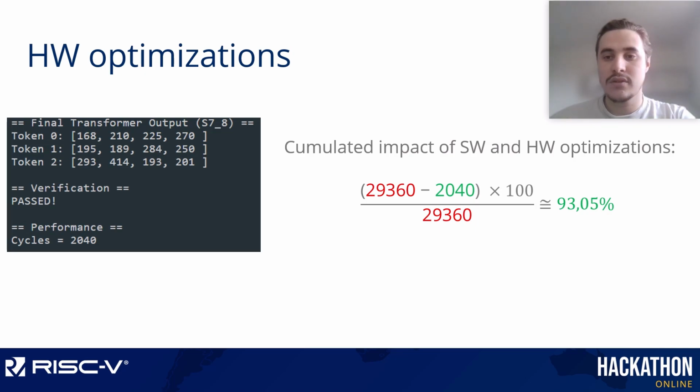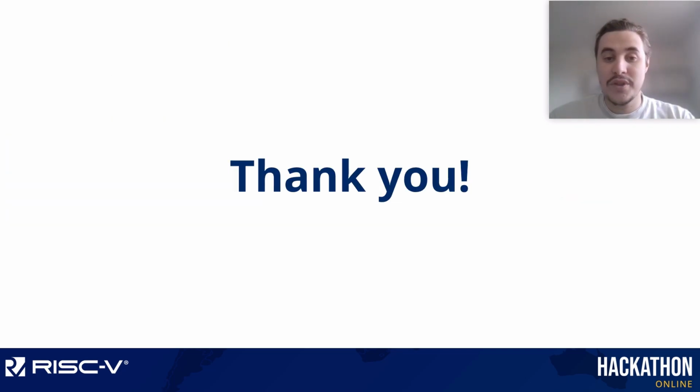The overall cumulated impact of both software and hardware optimizations is approximately 93.05%, having a number of cycles of 2040. With this, we conclude our presentation. Thank you for following us and for this great opportunity that's full of learning and fun.